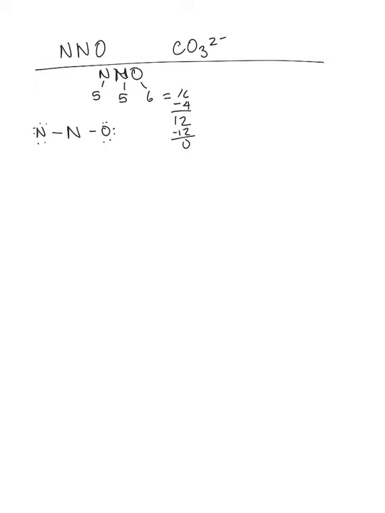So we have a few different options that we can do here. The first is we can have nitrogen and oxygen each contribute a double bond. So what that would do is give us this structure here.